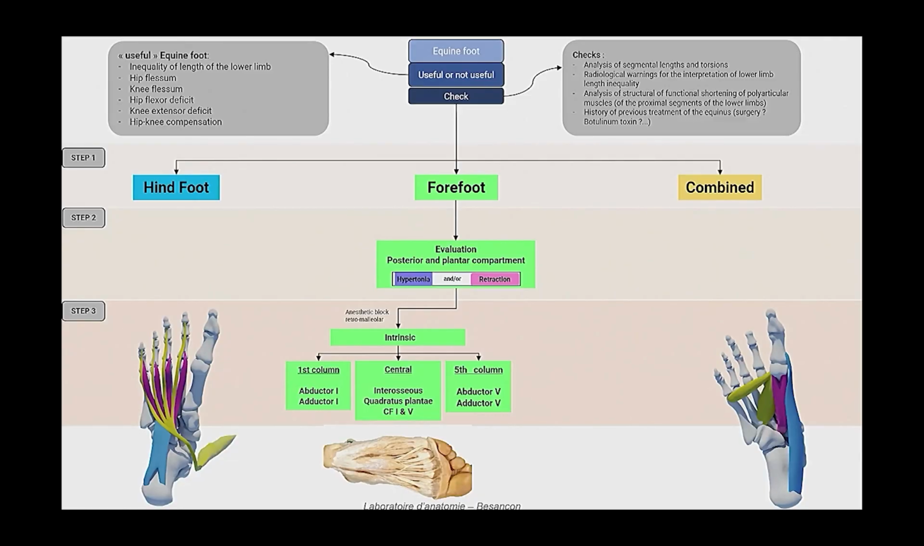In the central zone, the central column includes the abductor hallucis, quadratus plantae, and flexor digitorum brevis muscles. The fifth column includes the abductor digiti minimi or adductor digiti minimi of the foot. And you make an extrinsic evaluation of the anterior compartment: extensor digitorum longus and brevis, tibialis anterior, and fibularis tertius.